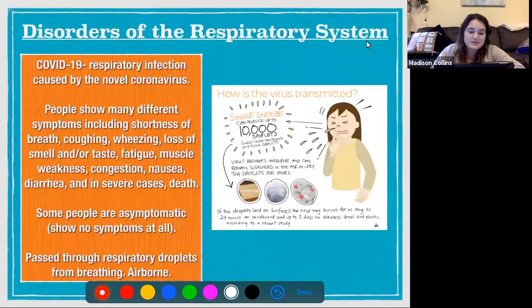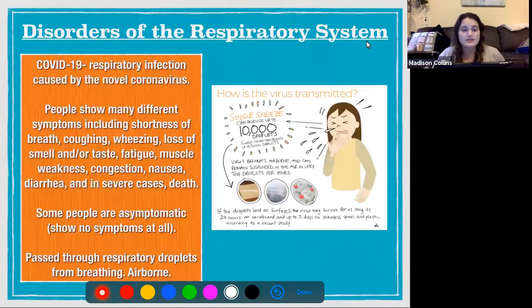This is a respiratory infection caused by the coronavirus. And this is pretty unique because people show many different symptoms. There are a lot of symptoms that have been reported, including shortness of breath, coughing, wheezing, loss of smell and or taste, fatigue, muscle weakness, congestion, nausea, diarrhea, and in some cases, death. But what's also unique is that some people are asymptomatic, meaning that they don't show any symptoms at all. So you wouldn't even know that they were sick.